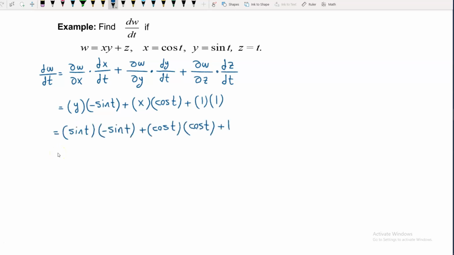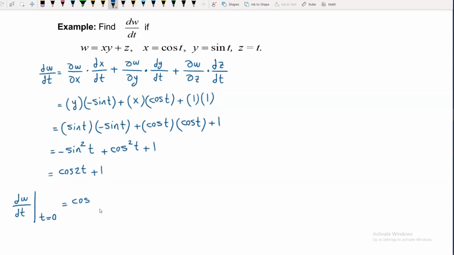And this is equal to sine t times negative sine t plus cosine t times cosine t plus 1. So here we used y equal to sine t, and here we used x equal to cosine t. And this is equal to negative sine squared t plus cosine squared t plus 1. And negative sine squared t plus cosine squared t is equal to cosine 2t plus 1.